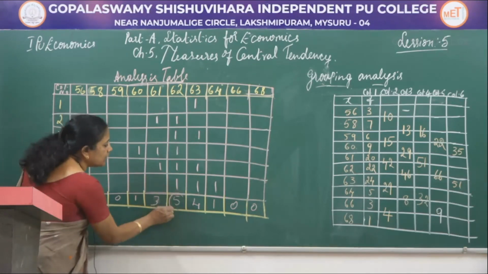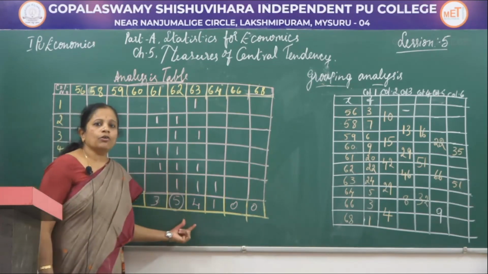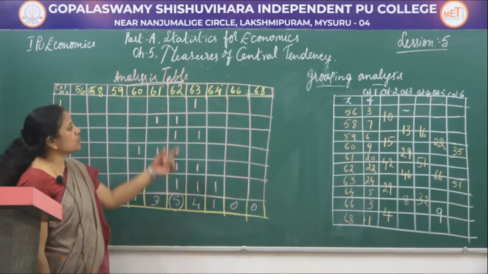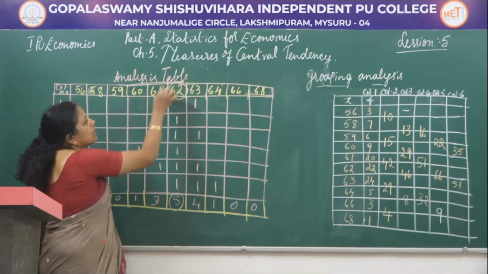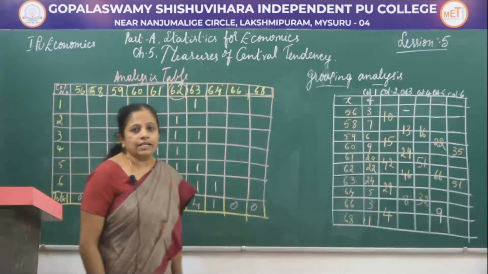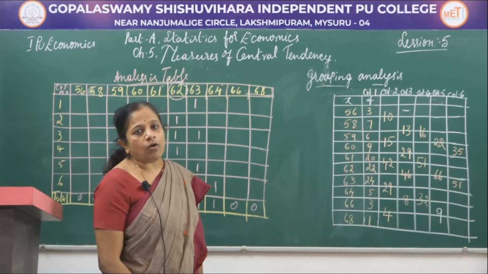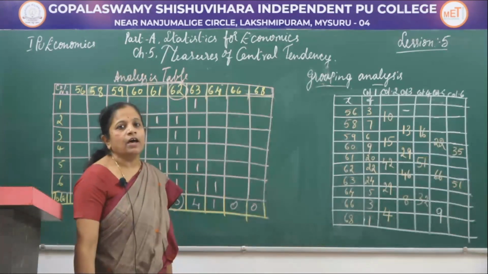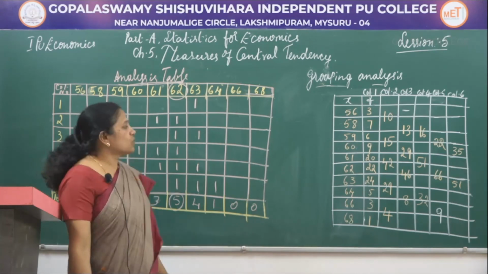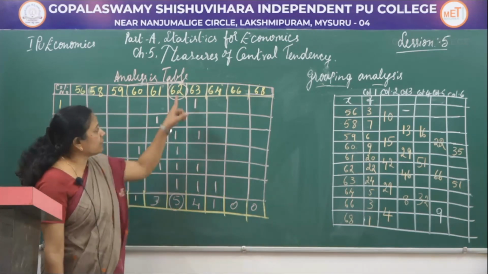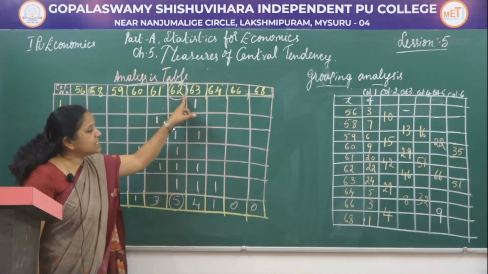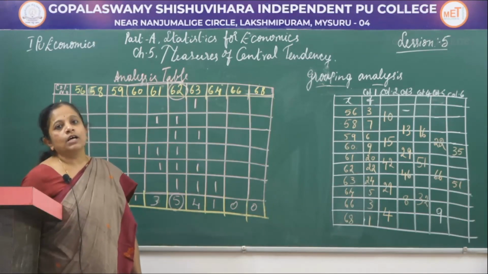So, the highest frequency is 5, and you all know that the mode is the value which has the highest frequency. So, 62 is the mode of this discrete series. This is how we obtain the mode for a discrete series when there are very close numbers. We obtain the highest frequency, the corresponding value against it is 62, and therefore 62 is the mode here.